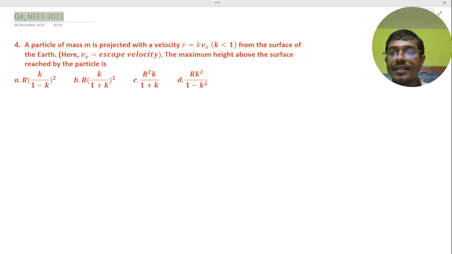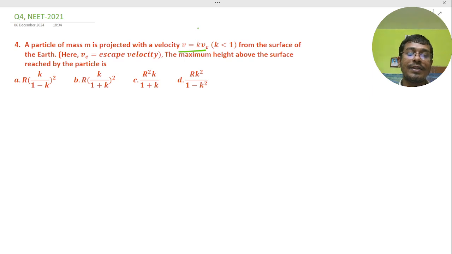It came in the NEET exam, NEET 2021. A particle of mass m is projected with a velocity v equal to k times v e, where k is less than 1, from the surface of the earth, where v e is the escape velocity. You have to find the maximum height above the surface reached by the particle.